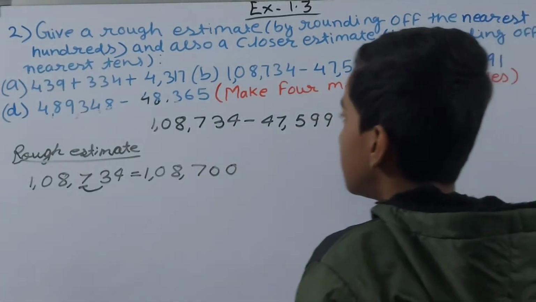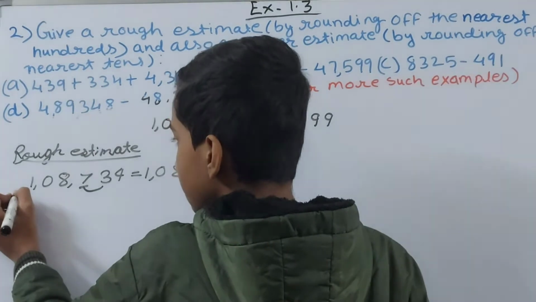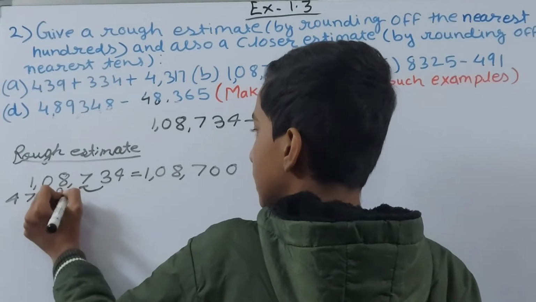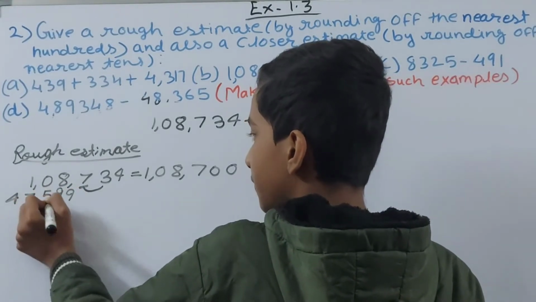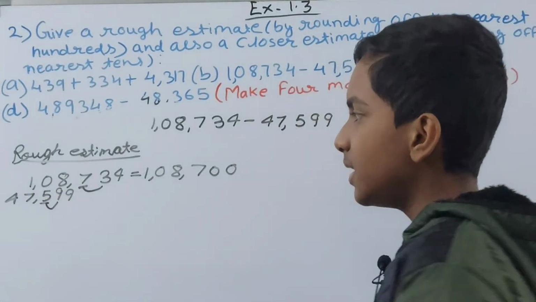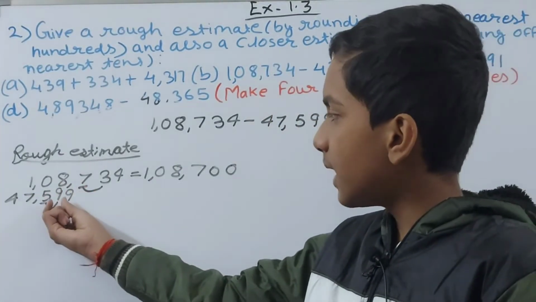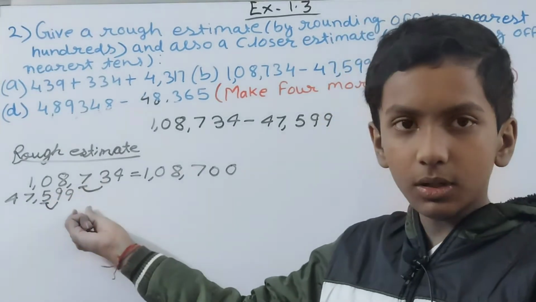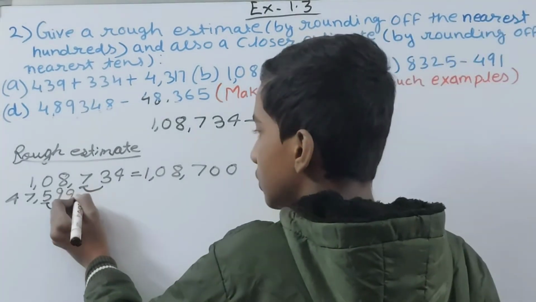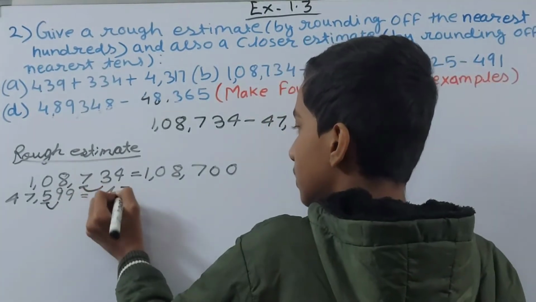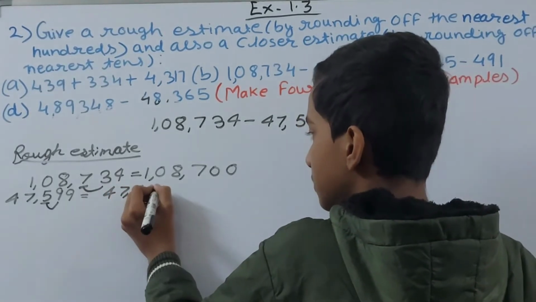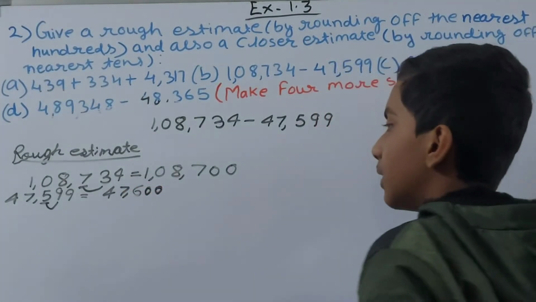Next we have 47,599. Now look, here we have 47,000, and 5 is at the hundreds place. Move one place back, 9, that means this 9 and the digit before it, this 9 also, will turn to 0, and we will add 1 to this 5. So that is going to be 47,600. Okay, now we will add them.